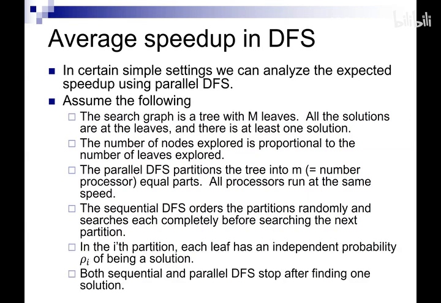Now assume that in the ith partition, each leaf has some probability of being a solution, and assume these probabilities are independent. So in the ith partition, every leaf has a probability of ρ_i of being a solution. Both the sequential and the parallel DFS algorithms are just trying to find one solution, so as soon as one finds a solution, it can stop.